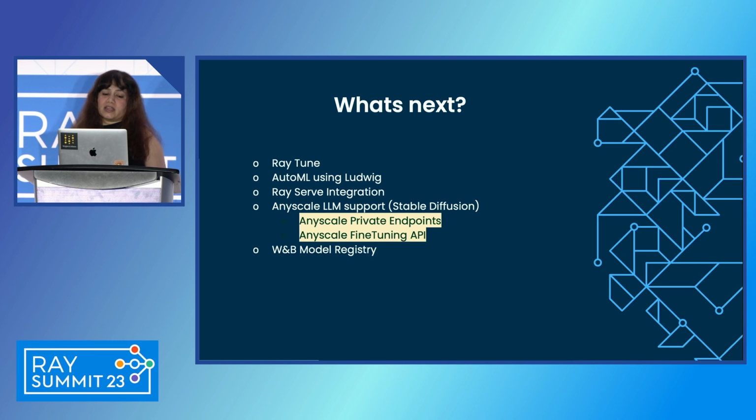We explored a bit of the LLM technology that Anyscale provides. We had a mini hackathon recently, in the last 1 month, in which we were able to test the stable diffusion model that Anyscale provides. Now we are looking forward to exploring Anyscale private endpoints and Anyscale fine-tuned API, which was released and announced earlier today. And lastly, we also want to explore model registry of weights and biases.